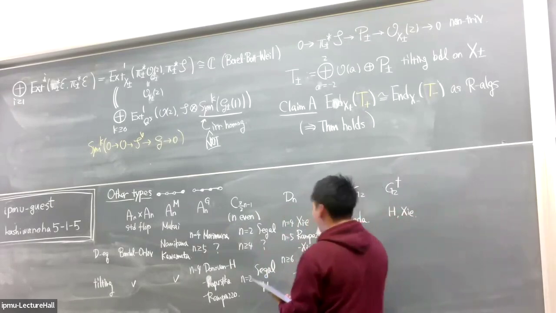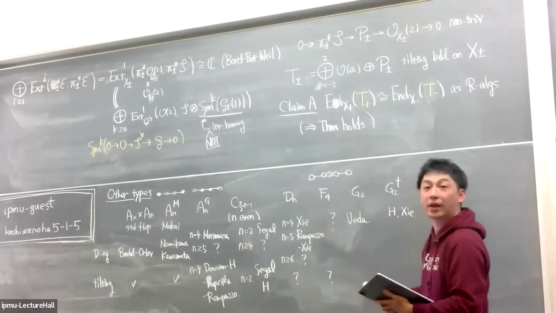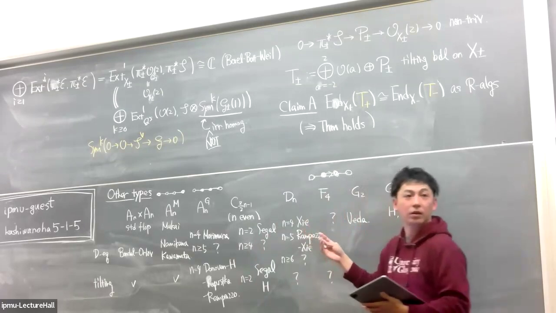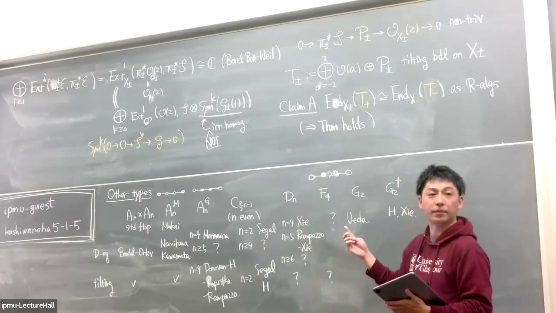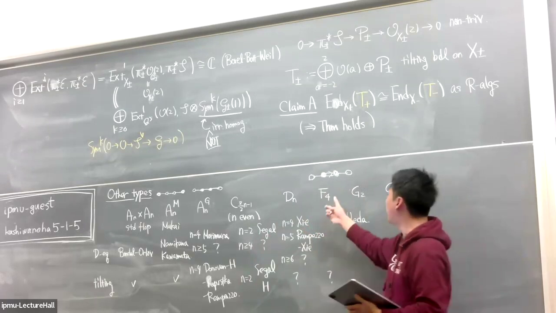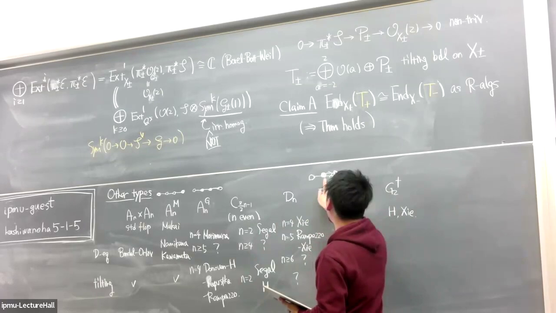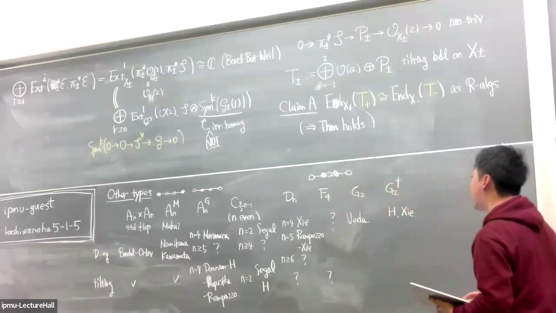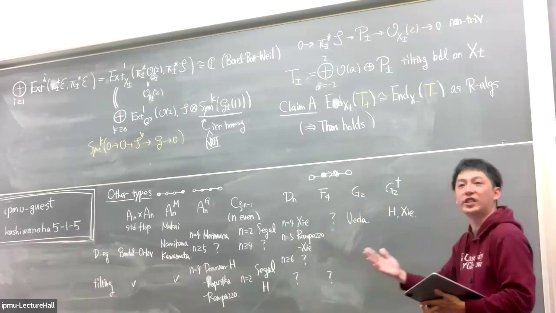For the F4 case, I'm sorry, I don't have time, but in the F4 case, the Dynkin diagram is like this, and the marking is this one. This is of the F4 group. And for these two markings, there exists a corresponding homogeneous variety, and for those homogeneous varieties, the existence of a strong exceptional collection or tilting bundle is still open, even for homogeneous varieties.